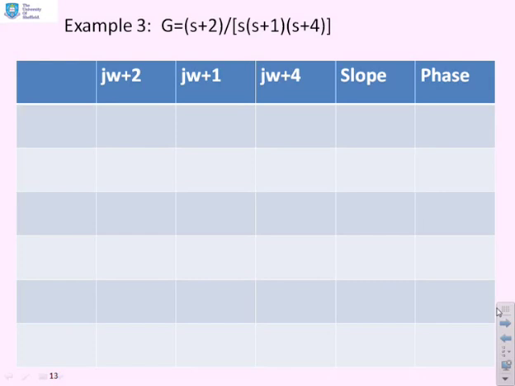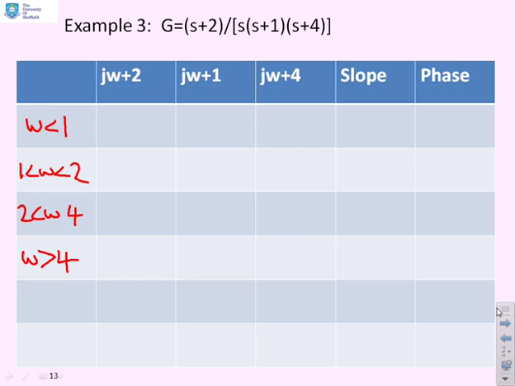Now one final example, and we'll do this one a bit more quickly. So I've got G equals (s plus 2) over s(s plus 1)(s plus 4). First thing to do is to mark the key domains. So I've got omega less than 1, 1 less than omega less than 2, 2 less than omega less than 4, and omega bigger than 4. And that's based upon the corner frequencies. And now I can do the approximations.